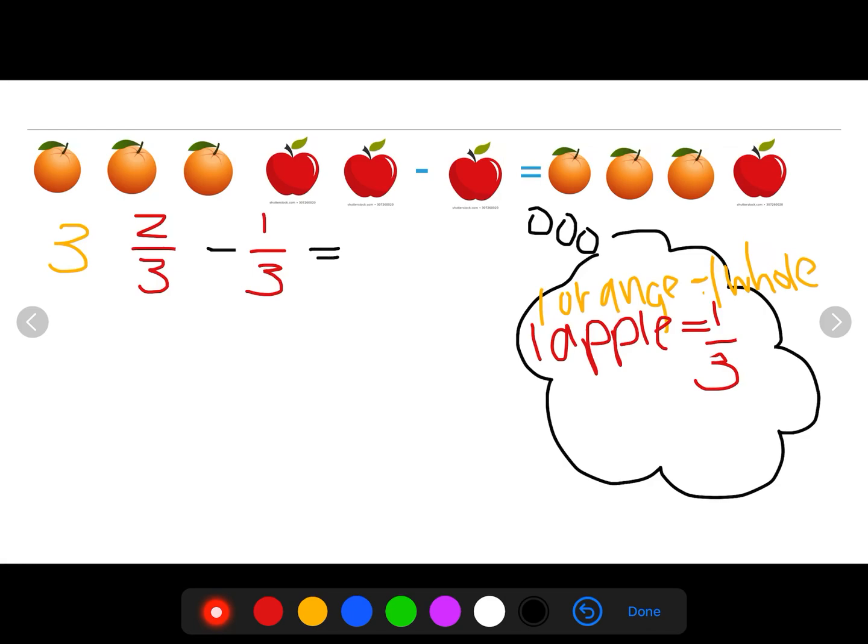It's the same idea. You'll notice that there's no oranges being subtracted, or no wholes being subtracted, on the other side. So I'm simply just going to bring over my 3. And now I'm going to focus on my fractions. I have 2/3 and 1/3, or 2 apples minus 1 apple, which leaves me with 1/3 or 1 apple. But sometimes, you guys, it's not always that easy.